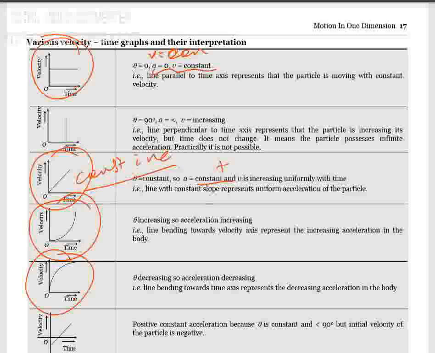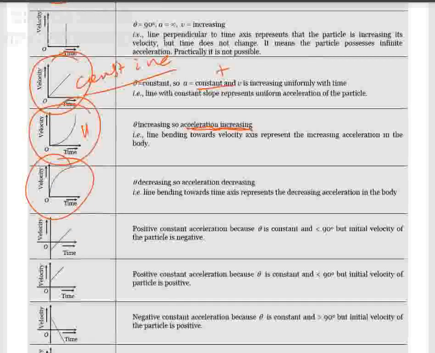For the third, exponentially increasing. The velocity is what? Exponentially increasing. For this reason, the acceleration is also what? Exponentially increasing. That means the velocity is increasing as well as what? The acceleration is increasing with some value.